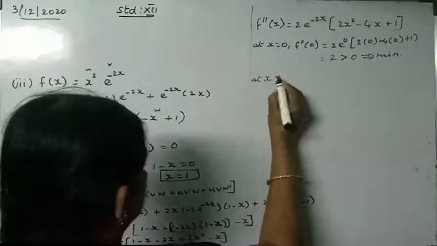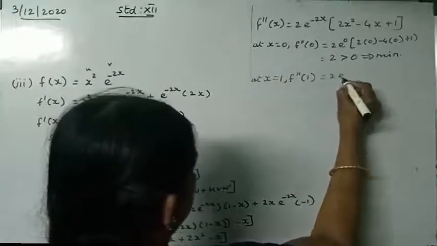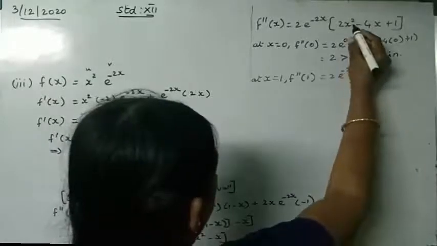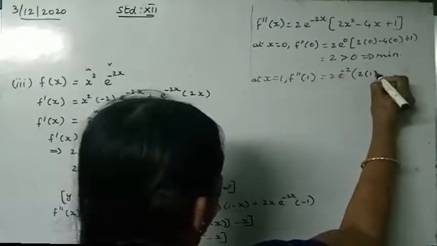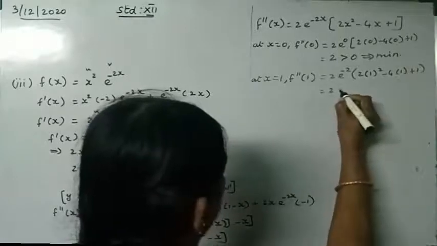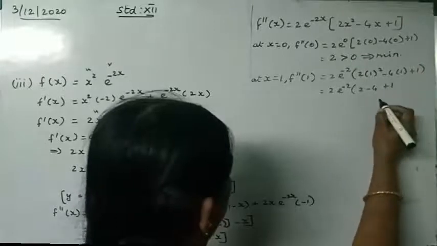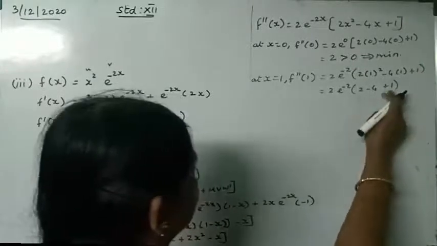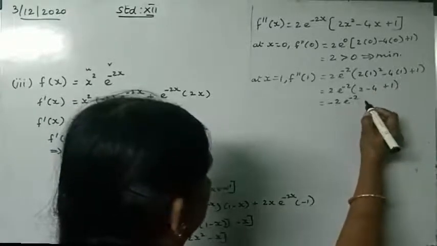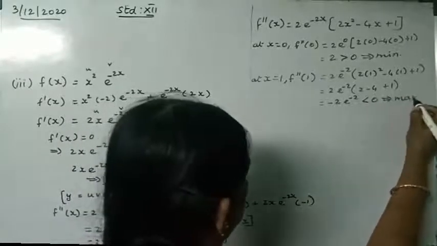Then at x is equal to 1, f double dash of 1 is equal to 2 e power minus 2 into 2 into 1 square, sorry, 2 into minus 1 plus 1, the whole square, minus 4 into 1 plus 1, which is equal to 2 e power minus 2 into 2 minus 4 plus 1, which is minus 4 plus 3, is minus 1. So which is minus 2 e power minus 2, which is less than 0. So which attains its maximum value.